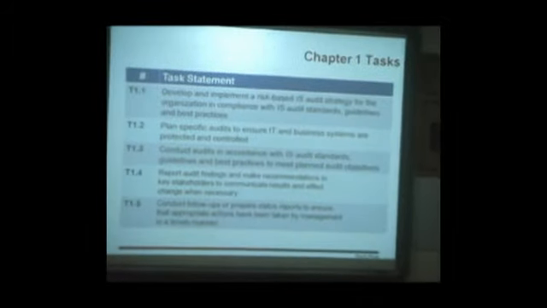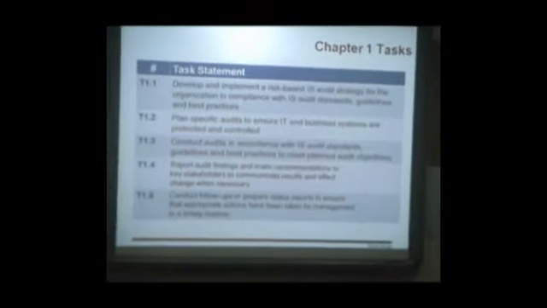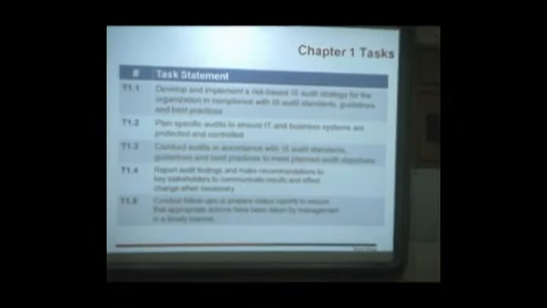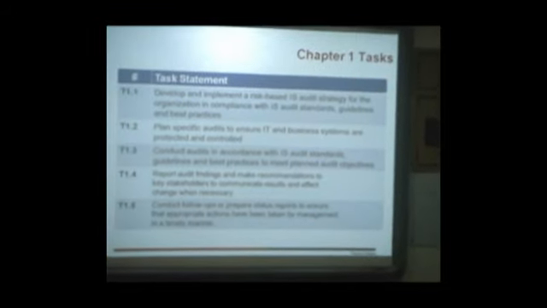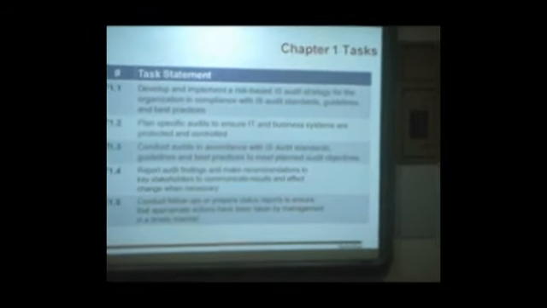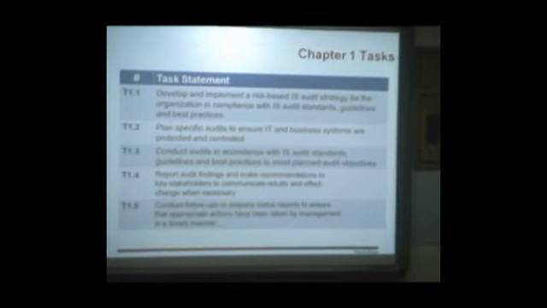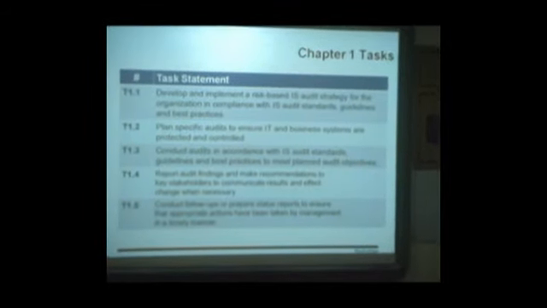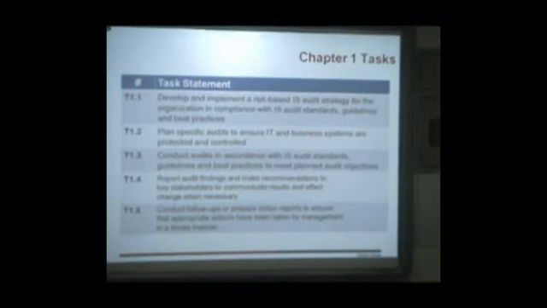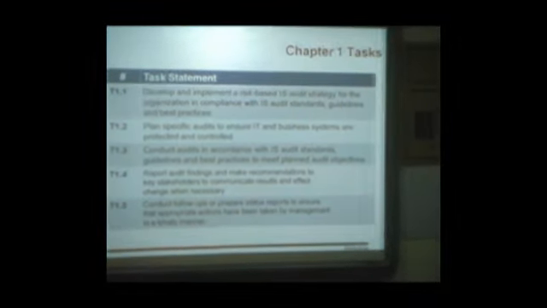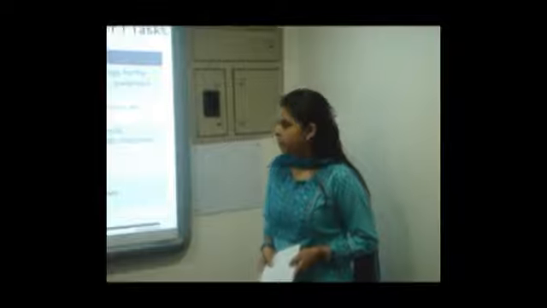Now, chapter 1 is about the process of auditing information systems, and we have tasks in each chapter. So the objective of chapter 1 is to develop and implement a risk-based information systems audit strategy for the organization in compliance with the IS audit standards, guidelines and best practices. Plan specific audits to ensure IT and business systems are protected and controlled. Conduct audits in accordance with the IS audit standards, guidelines, best practices to meet planned audit objectives.